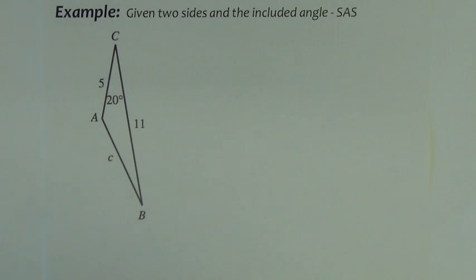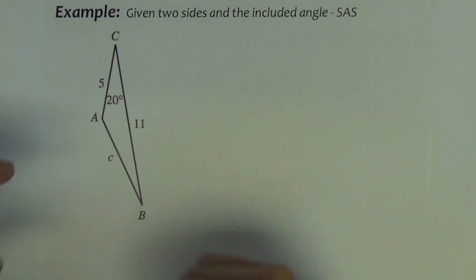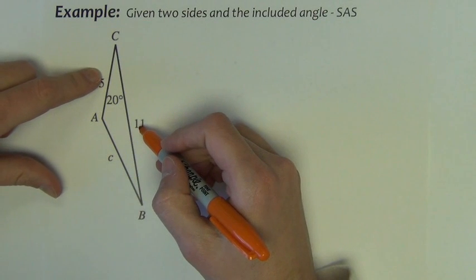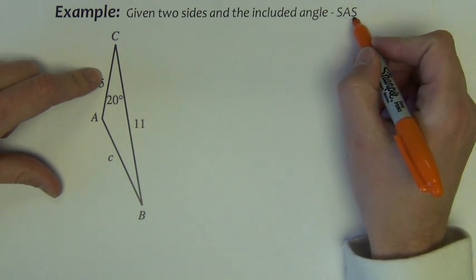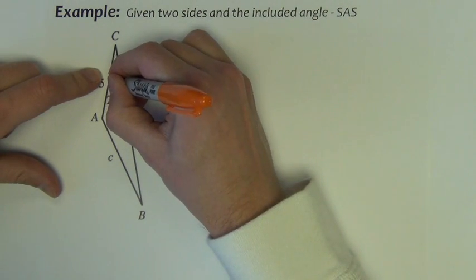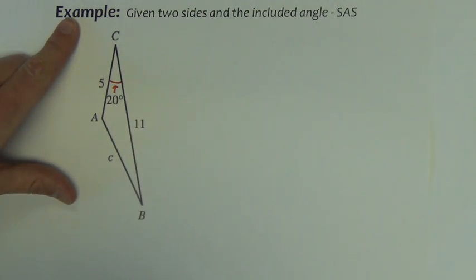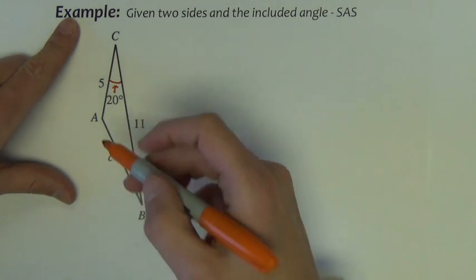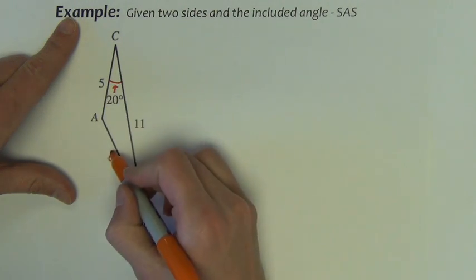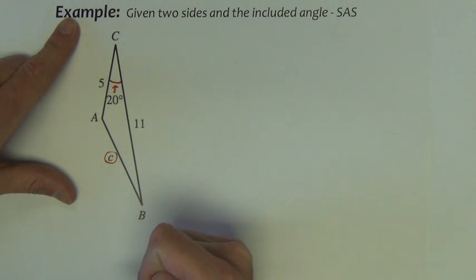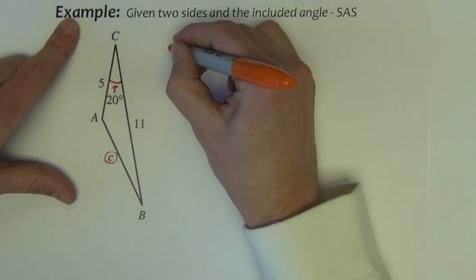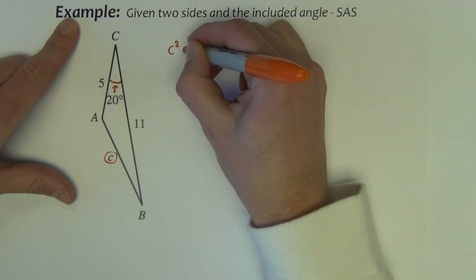In this next example, we've got a side angle side case. So we've got two sides, and notice the angle here is between the two sides. This 20-degree angle is right there. Okay, so in this situation, when you have a side angle side, you're going to begin by finding the opposite side. Okay, the formula says c squared.